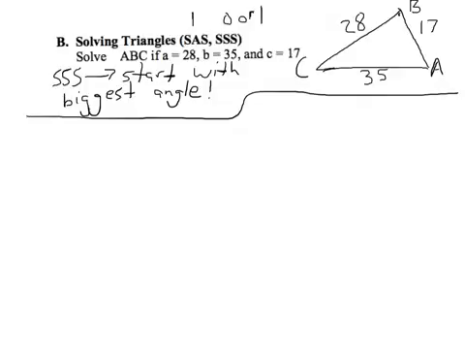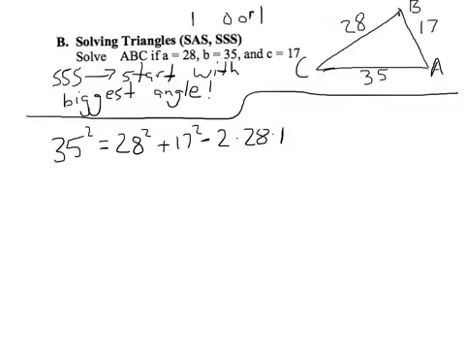So we're going to set this up as solving for, in this case, angle B, which means little b is off by itself. So I get 35 squared equals 28 squared plus 17 squared minus 2 times 28 times 17 times the cosine of angle B. So that's just the setup, and then what I generally do is square everything or multiply everything out.